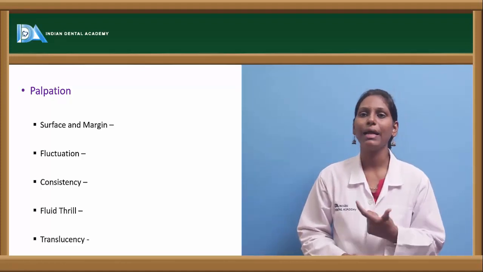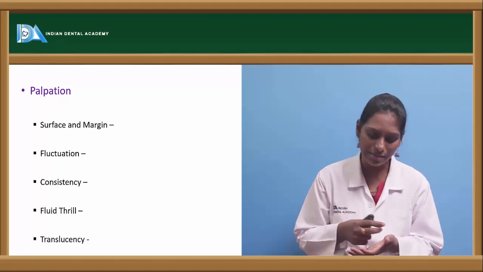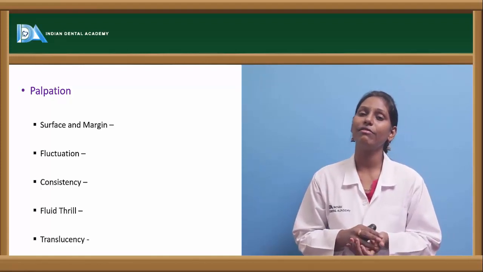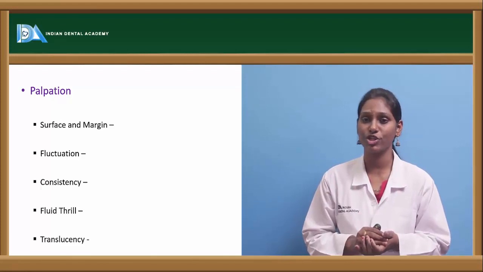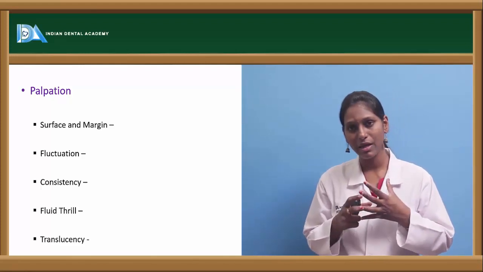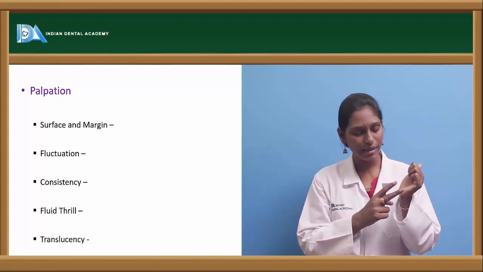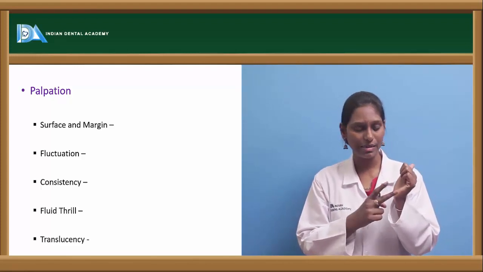Then palpation. Palpation is surface and margin. Usually cystic surfaces are smooth and the margins are also well defined, and usually they are fluctuant. Any cyst, when it is filled with fluid, is usually fluctuant. Fluctuancy we can test like this.